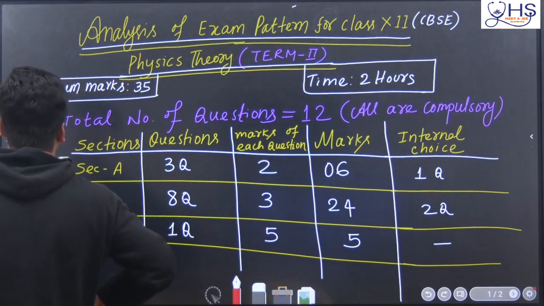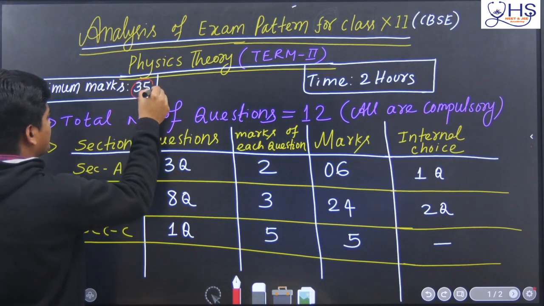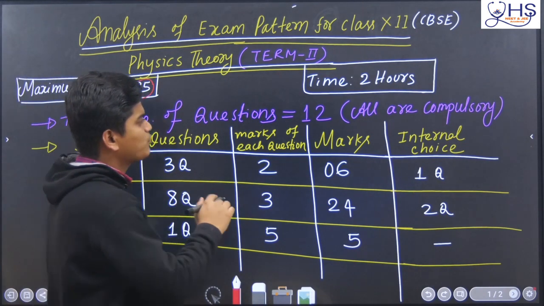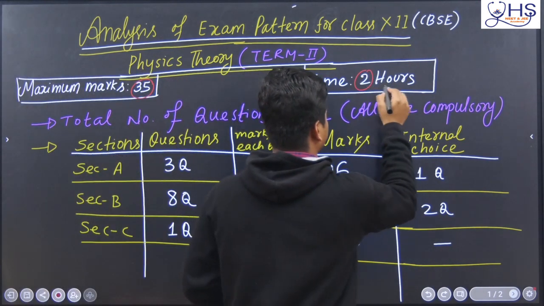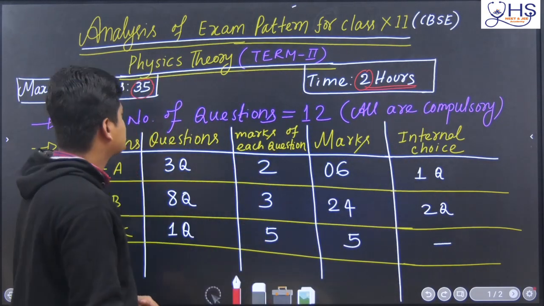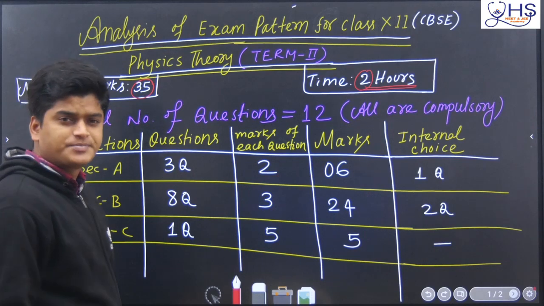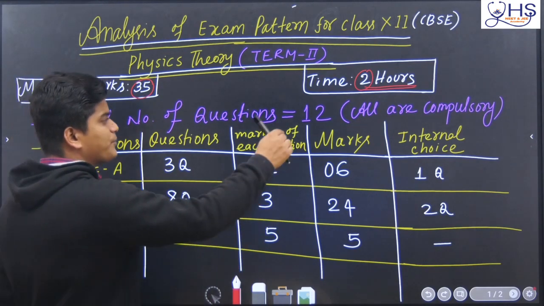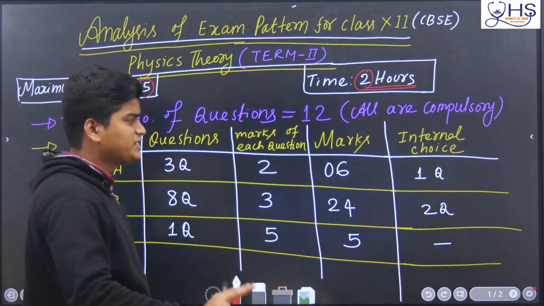Here remember the Term 2 exam will be 35 marks and the time will be how much? 2 hours. So within 2 hours you have to complete your 35-mark physics paper. Okay, so you have to keep this in mind.